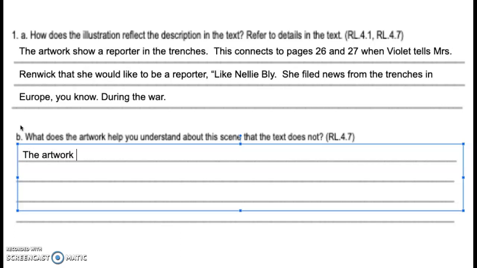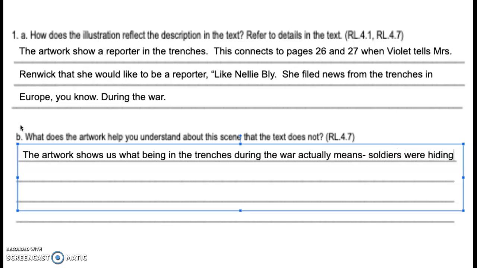The artwork shows us what being in the trenches during the war actually means. Soldiers were hiding in deep holes, looking over the top for the enemy. Did you put something like this? If your answer is something totally different, please fix your answer. Let's move on.